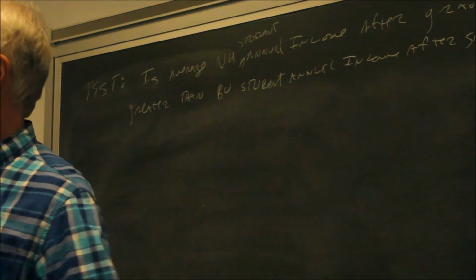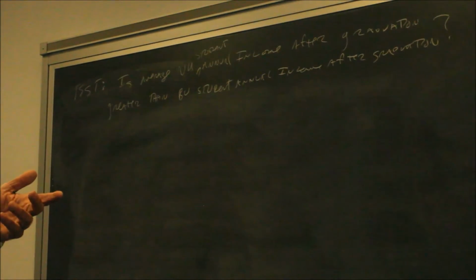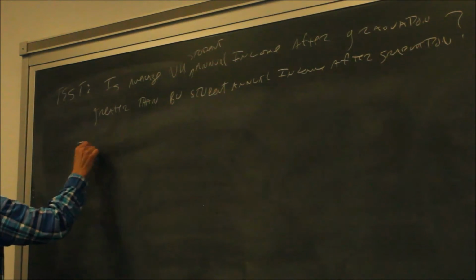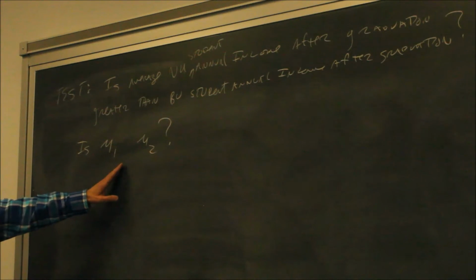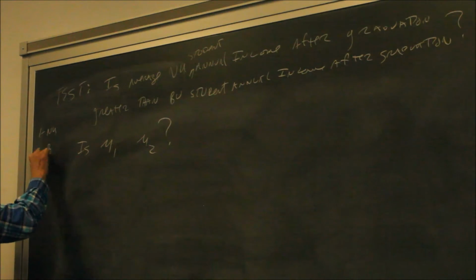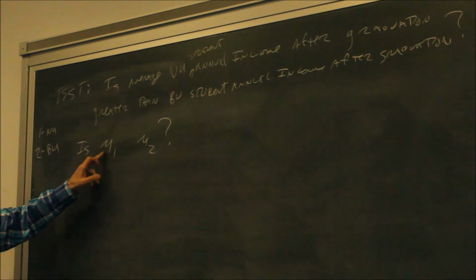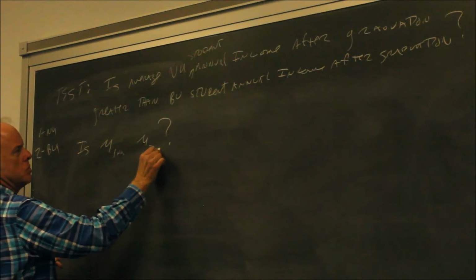So that's the test. Is Northeastern University student graduate income more than BU student annual income after graduation? If we were to write this relative to mu 1 and mu 2, and let's say 1 is NU and 2 is BU, what would we be saying here for the test? Is mu sub 1, which is NU, so we can put a little NU in here, greater than mu sub 2, BU.